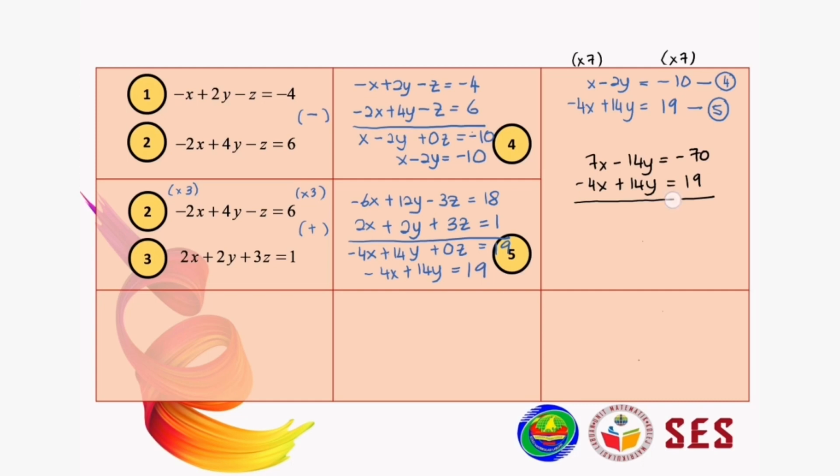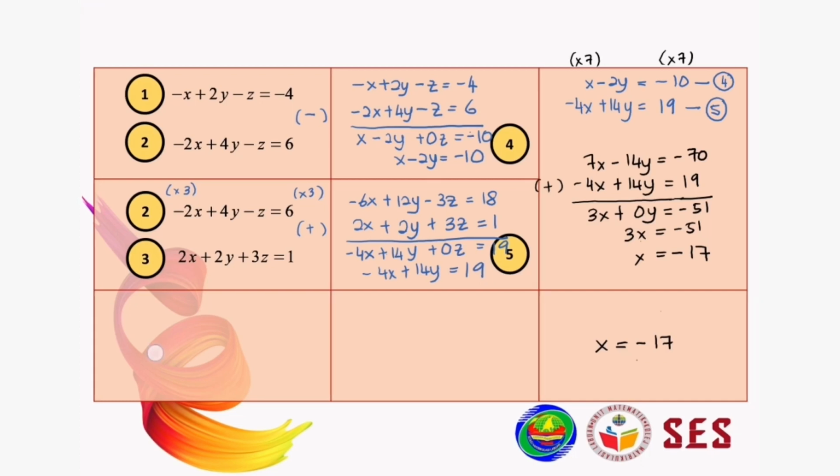Then, when we add up these two equations, we will have 3x plus 0y equals to negative 51, which eventually will give us x as negative 17. Therefore, we already found the first answer, which is x equals to negative 17.